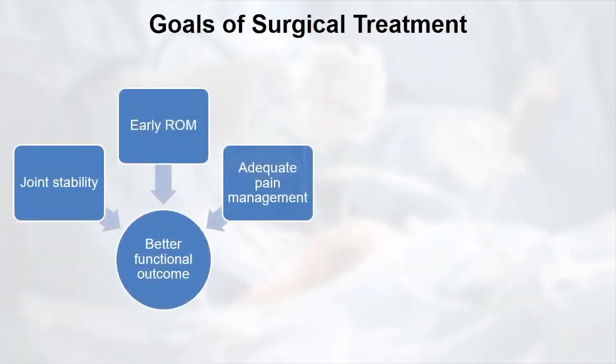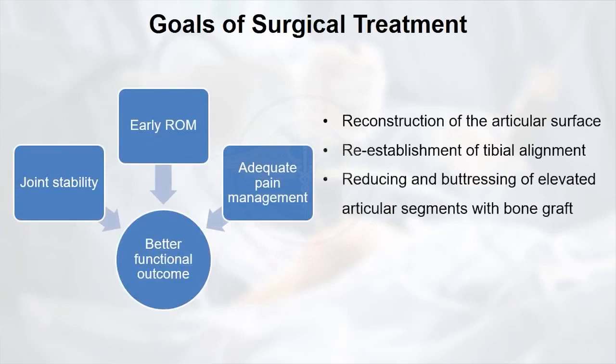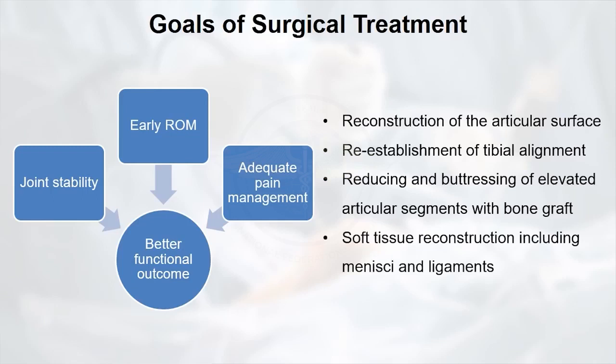What are the goals of surgical treatment? In surgical treatment, we aim at reconstruction of the articular surface, re-establishment of tibial alignment, reducing and buttressing of the elevated articular fragments, and soft tissue reconstruction. So we aim at early range of movement, adequate pain management, joint stability and better functional outcome.